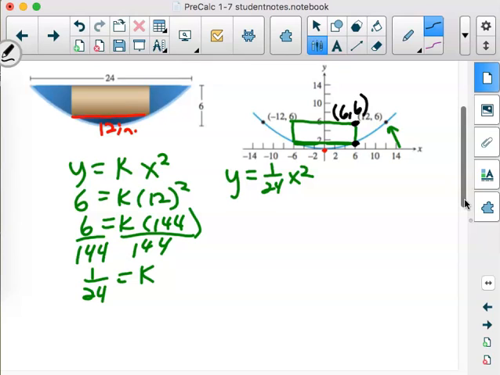And now I want to figure out, well, how about this one? And to find that, because it's on the parabola, all I have to do is put a 6 in for x.